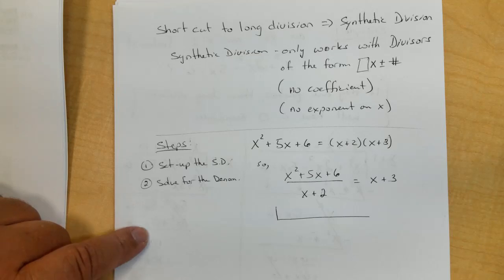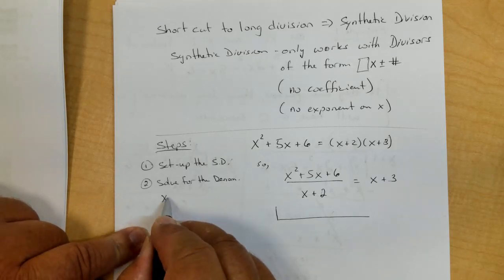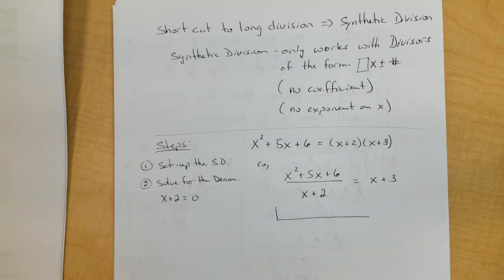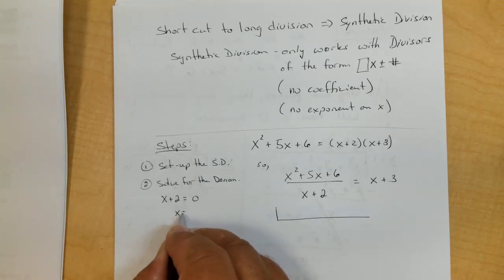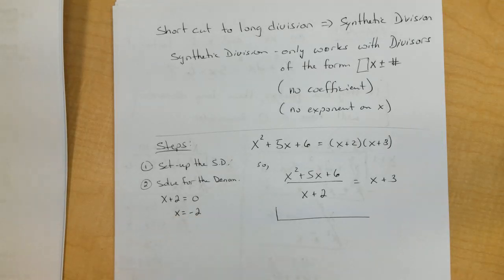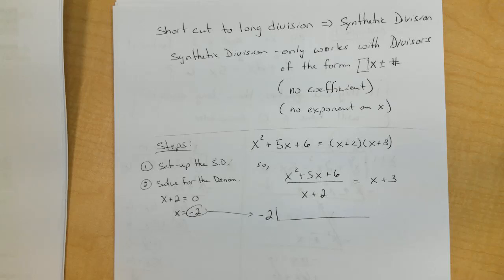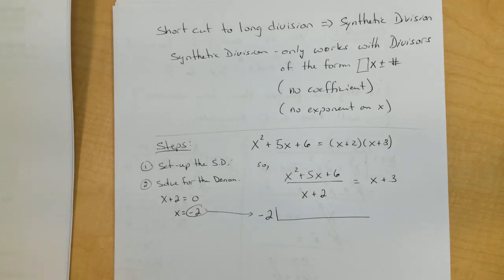So first off, solve for the denominator. x plus 2 equals 0. x equals negative 2. That goes there. The reason that goes there is because that takes care of our subtracting and changing signs. That takes care of everything. All we do now is a process of multiplication and addition, and we're done.